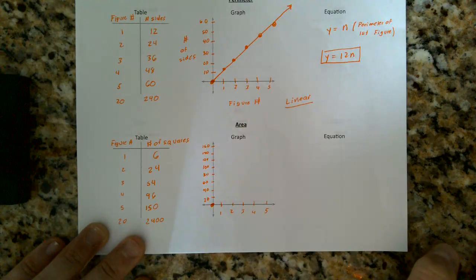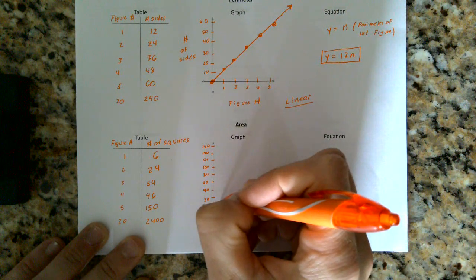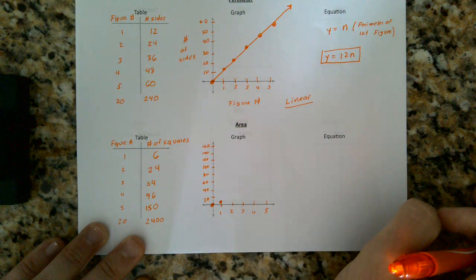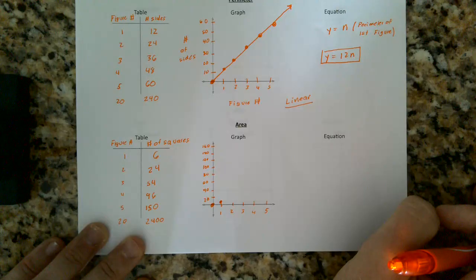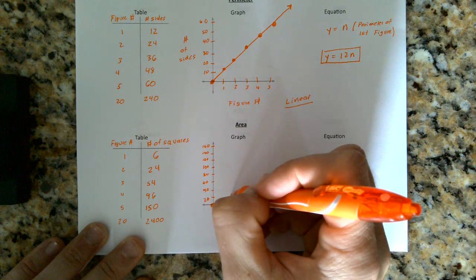The next thing I'm going to do is plot 1, 6. So 1 and then the value 6. So that's going to be way down here, because in this case, you got that value. 2 is going to be the value of 24, so I'm going to go ahead and put 2 and 24 here, just above the value of 20.